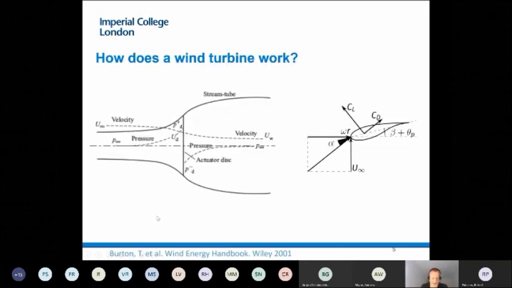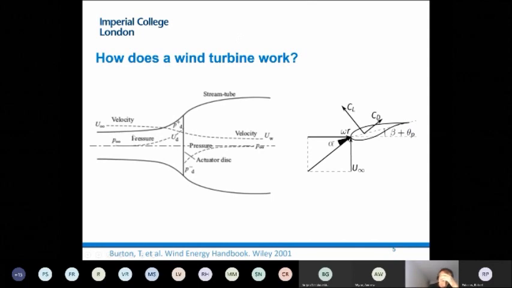So, okay, that would be the very first thing to show. What is a wind turbine doing? Well, a wind turbine is basically extracting energy from a flow. That's what you would expect the wind turbine to do. So this is the classical cartoon that you get to see in these cases. This is what I'm showing here on the left.